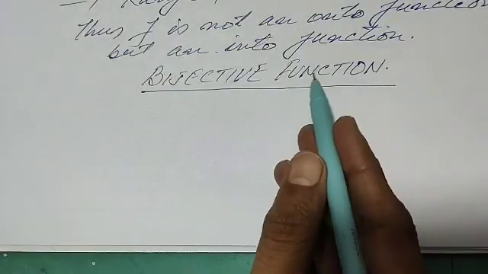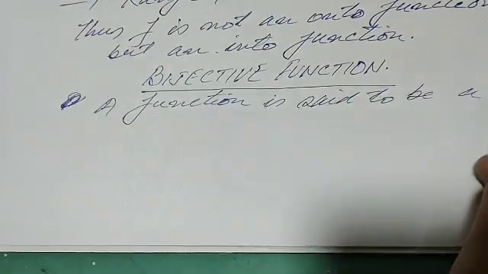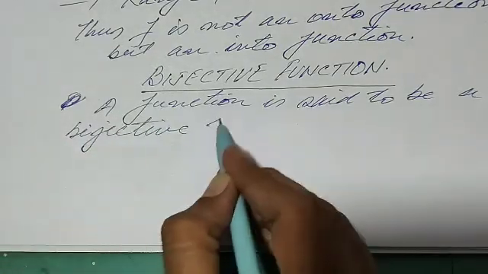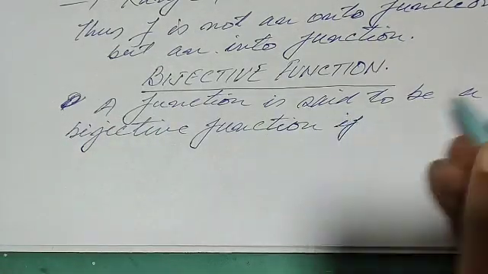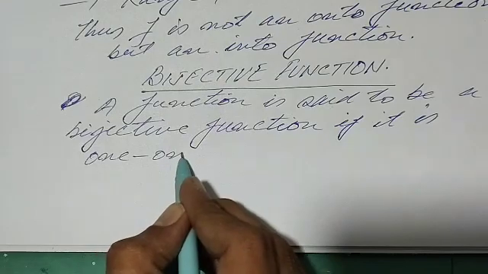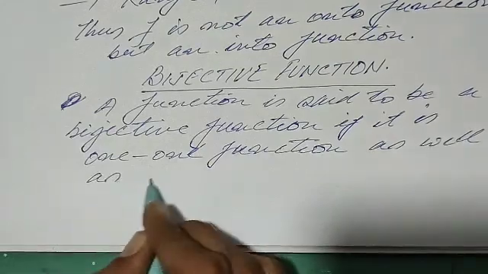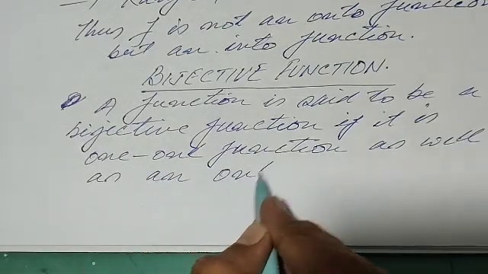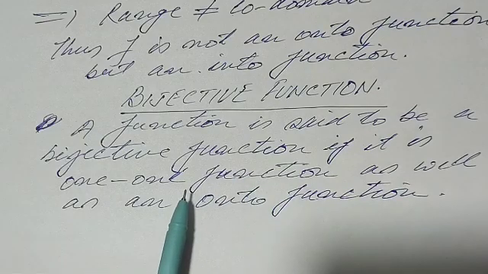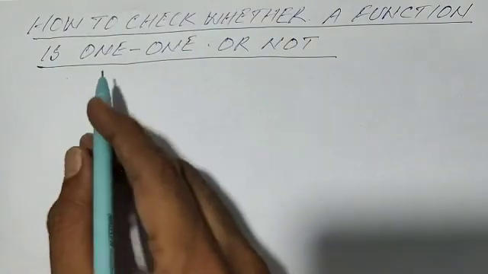Now what is a bijective function? A function is said to be a bijective function if it is a one-one function as well as an onto function. So if we need to prove that a function is a bijective function, we have to prove that it is a one-one function and an onto function as well. Now I will explain how to check whether a function is one-one or not.